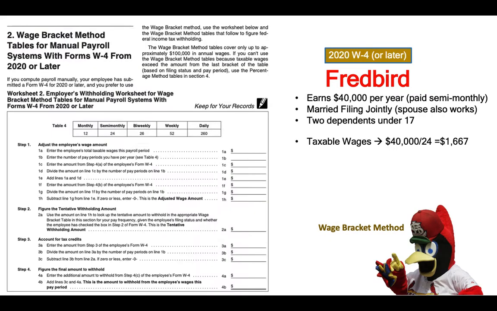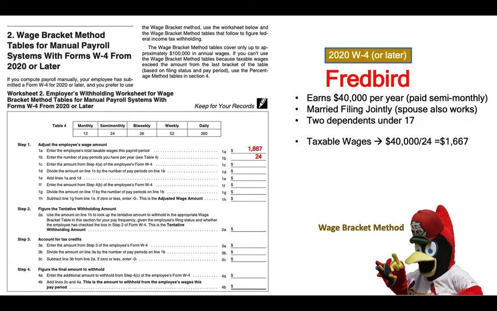So let's go ahead and look at the wage bracket method. Here we have a worksheet. This is worksheet 2. Employers withholding worksheet for wage bracket method tables for manual payroll systems with Forms W-4 from 2020 or later. And so this has 4 steps to it. Step 1, first thing, enter the employee's total taxable wages, $1,667. Enter the number of pay periods you have per year. Well, that's 24 for semi-monthly.